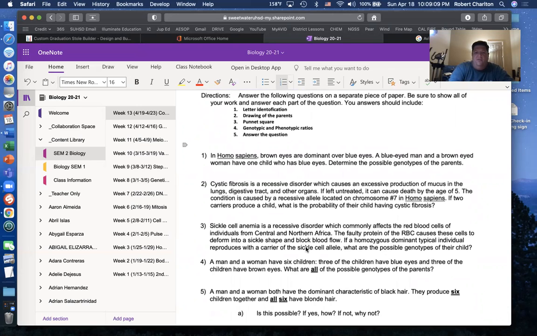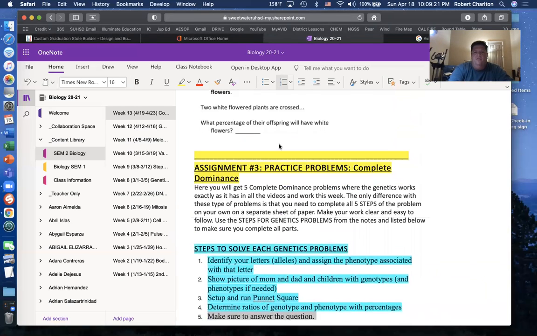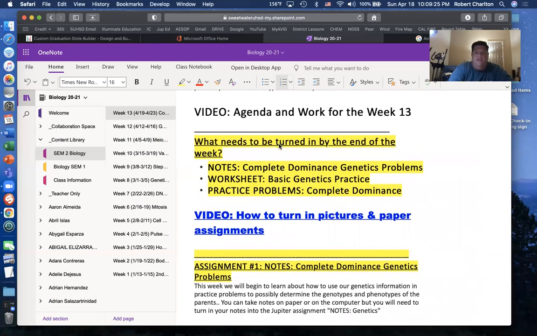A lot of you would read a question and go, I don't know where to start. Well, if you don't have your notes and you don't follow the steps, then yeah, you're going to get lost and you don't know where to start. So make sure that you have your notes and you follow the steps. Okay. So those are the 3 things this week. If I were to make it very simple, you've got notes, you've got a worksheet, and you've got some practice problems. Those 3 assignments, get them in by next Monday.